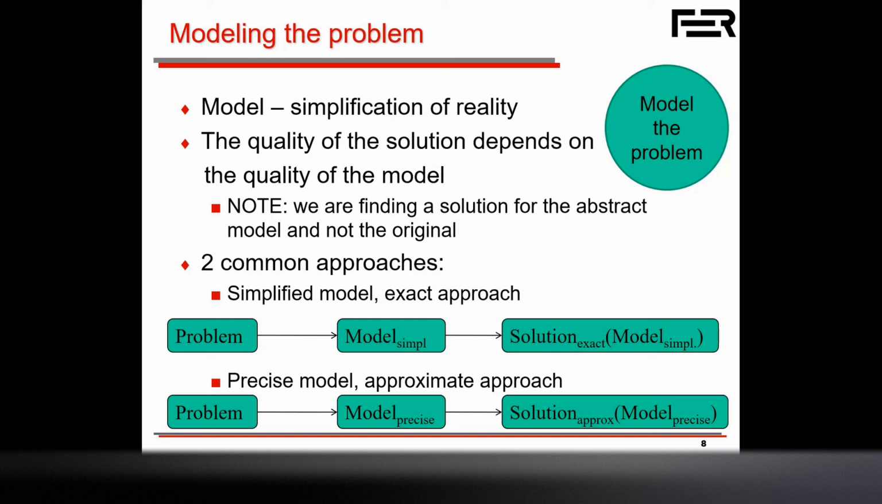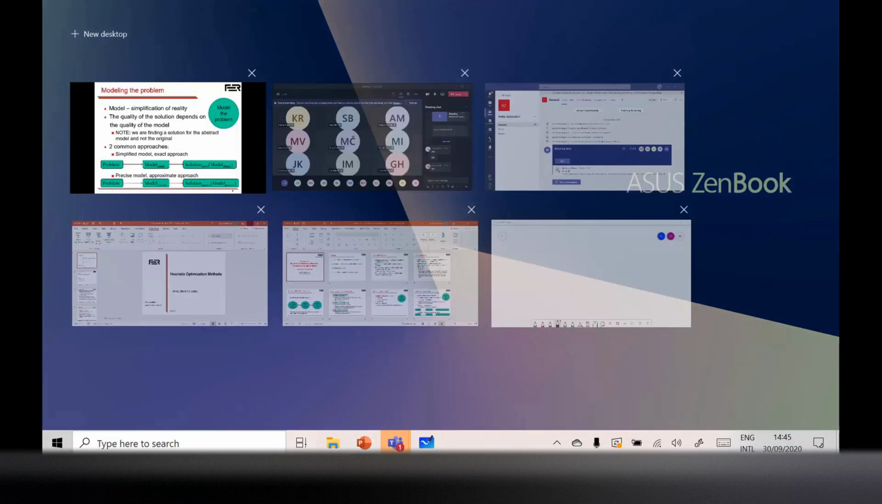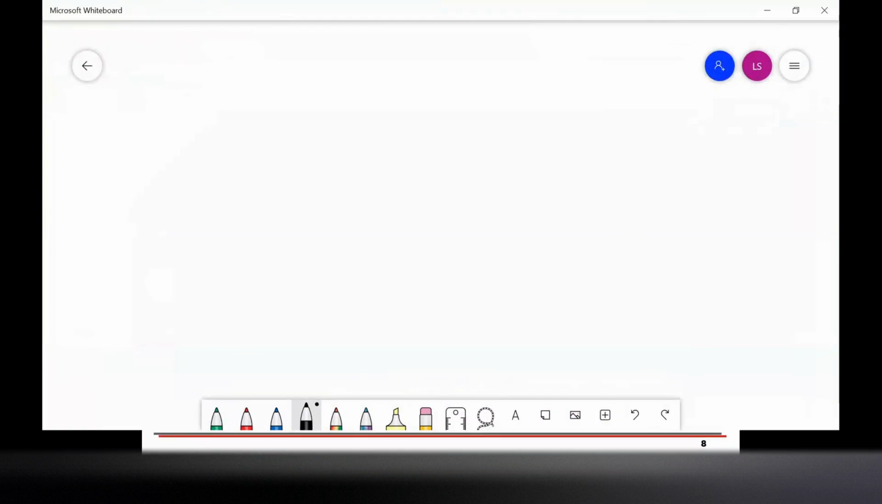Okay, what I want to do now is give you an example of a problem formulation, just to illustrate this concept of simplifying a model versus finding a precise model. Let me just switch to this whiteboard. Can everyone see this whiteboard?